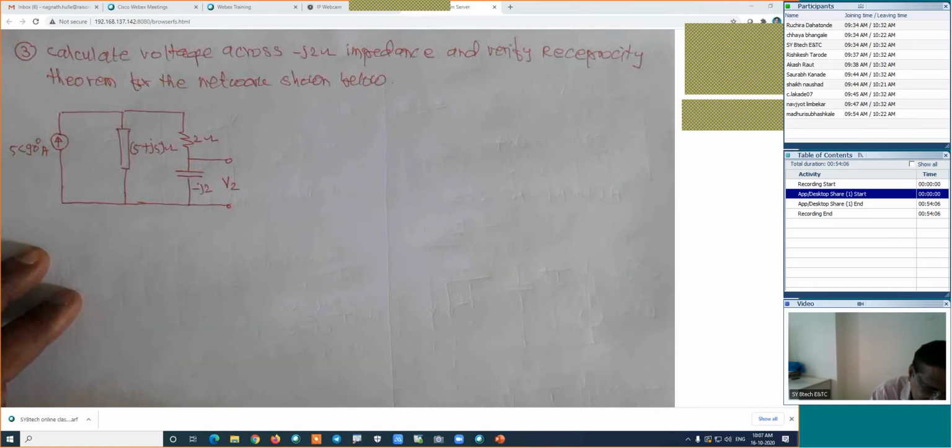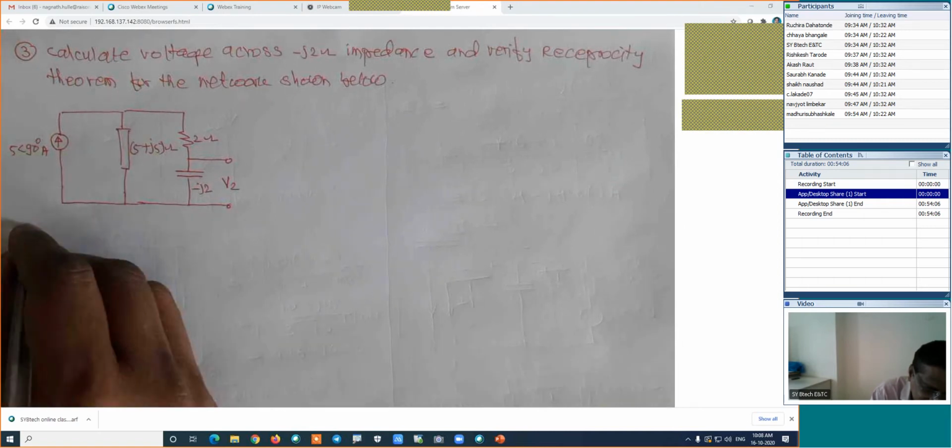The ratio of the voltage V in the first mesh to the current I in the second mesh is the same when the positions of V and I are interchanged. Is it right? Now case 1.